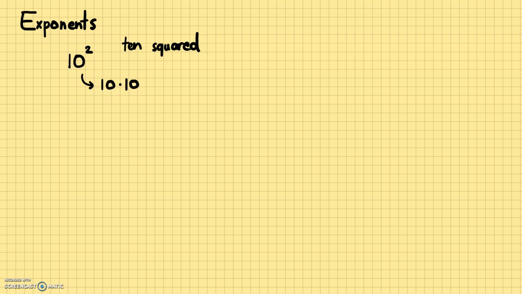Today we will learn about exponents. Now, we've learned about squares and square roots, right? So, for example, if I have 10 to the power of 2 or 10 squared, this can be read as 10 squared. That means 10 times 10, right? It does not mean 10 times 2.